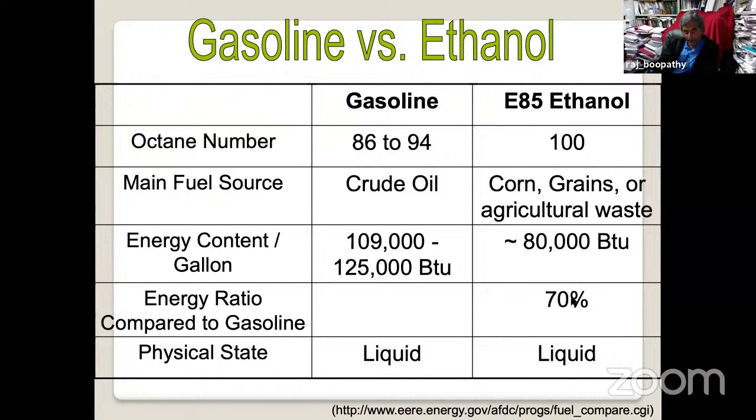So if you compare gasoline with ethanol, you can see the octane number is comparable. The main fuel source for gasoline, of course, is crude oil. Then you can make ethanol from a variety of sources, from corn to agriculture waste to grain to sugarcane. Energy content is almost equal, quite good. Gasoline is 109,000 to 125,000 BTU, whereas E85 ethanol is 80,000 BTU. The energy ratio compared to gasoline is 70%, and both are liquid fuels. So this is what is needed currently for the transportation sector.